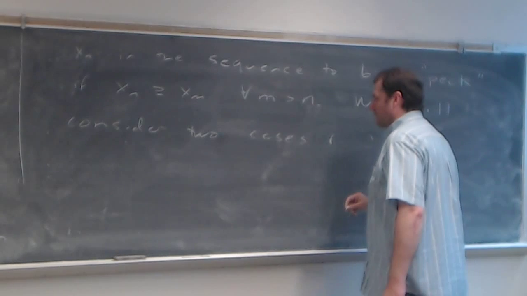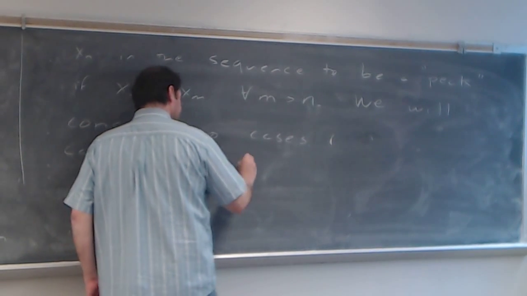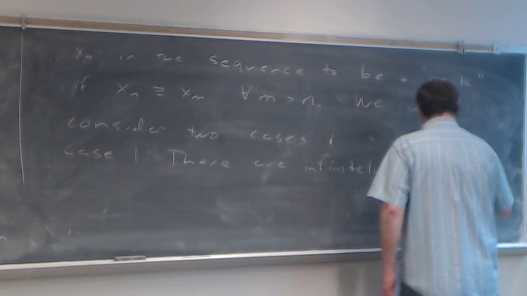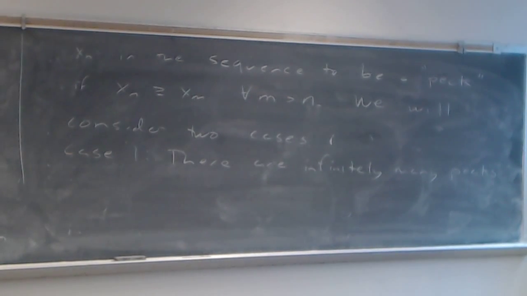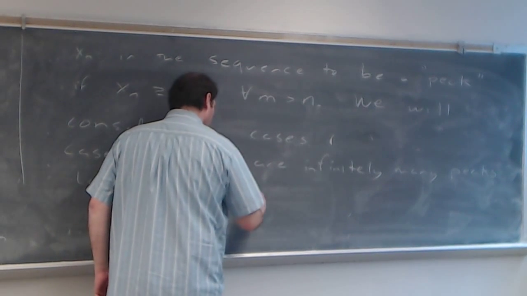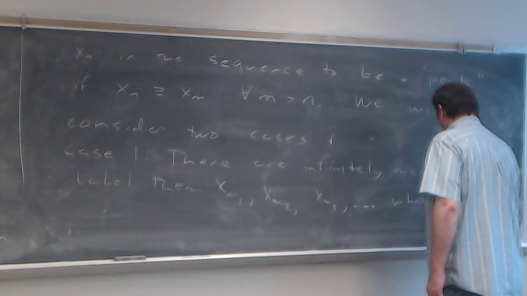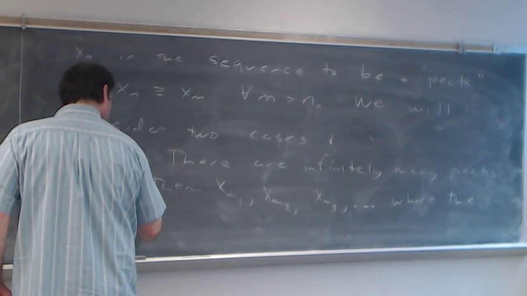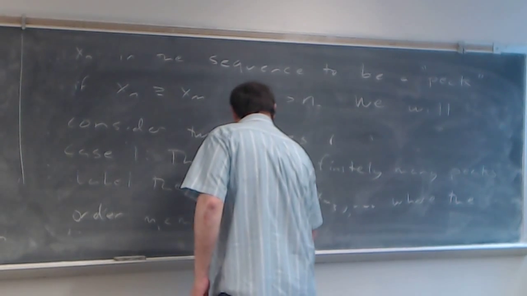Okay. The first case is case one. And we'll say there are infinitely many peaks. Label them X of M sub 1, X of M sub 2, X of M sub 3, and so forth, where the order M sub 1 less than M sub 2 less than M sub 3 forever is preserved.